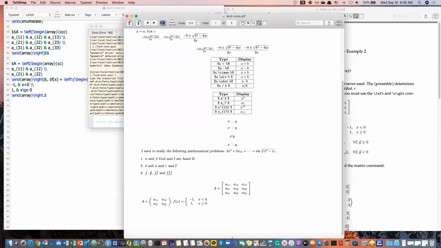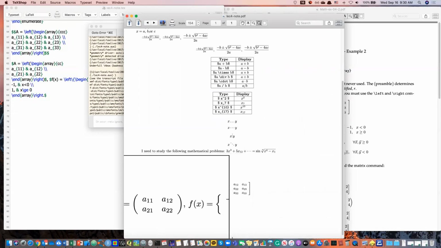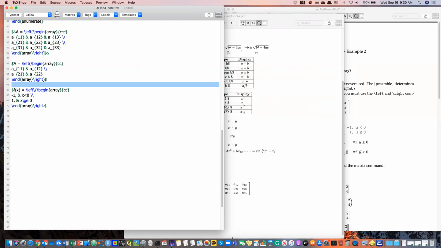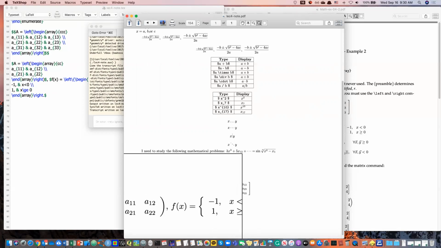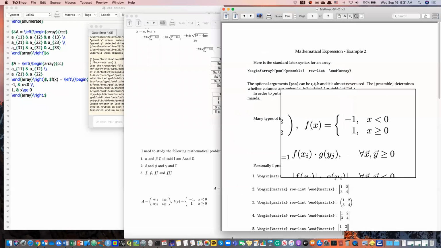The reason that we got that f of x, I mean that piecewise function, right below the matrix A, is because I just put one empty line. That means move to the next line. So if you just remove the empty line, then you will get the matrix A and the piecewise function side by side. But look at this, -1 and 1 is not aligned. I want to get exactly the same expression as this, -1 and 1 right there.